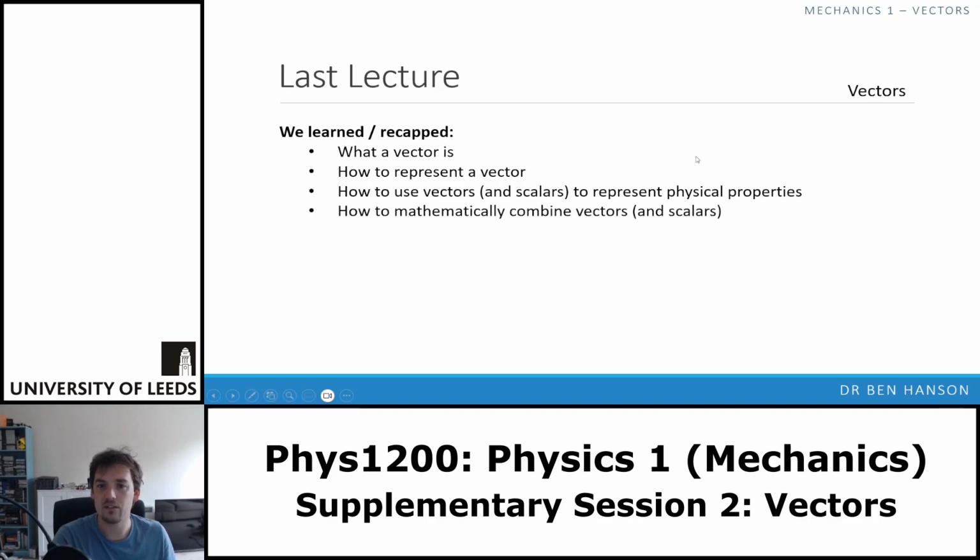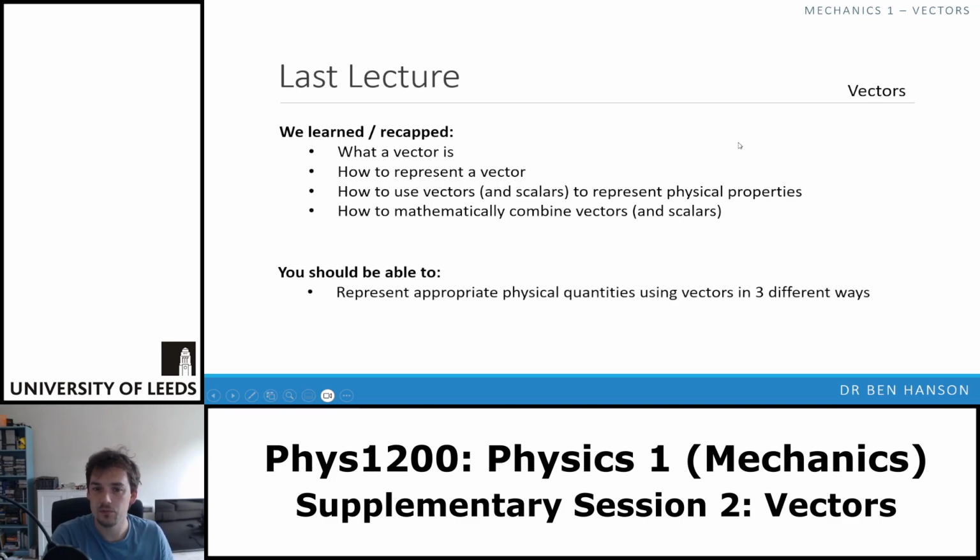And we learned how to mathematically combine vectors and scalars using addition, subtraction, and a bit of multiplication. We're going to do a bit more of that today. So you should now be able to represent appropriate physical quantities using vectors in 3 different ways.